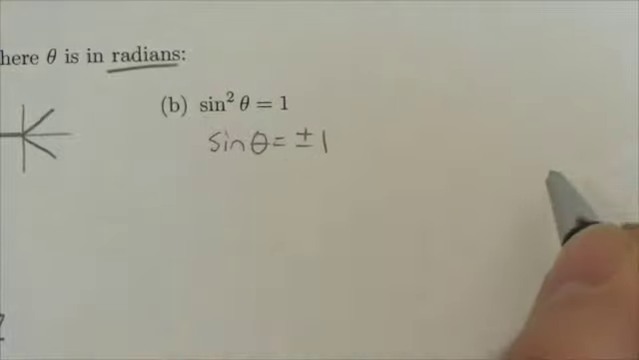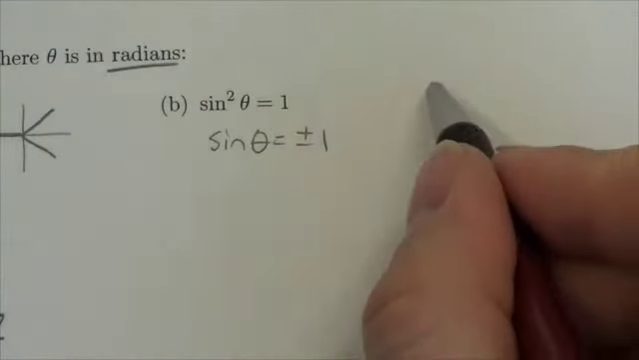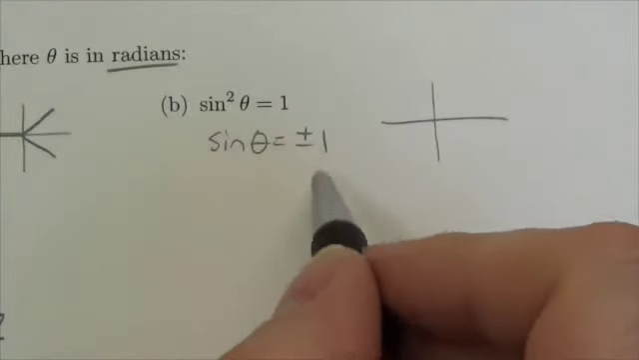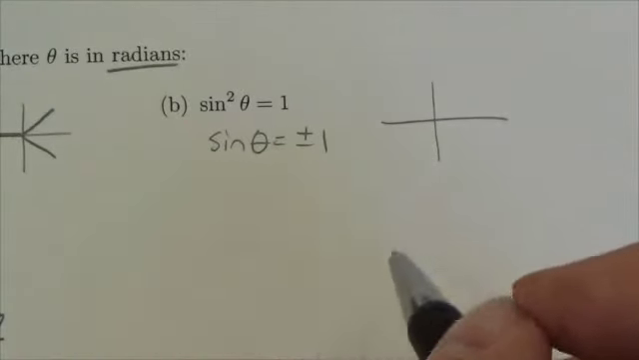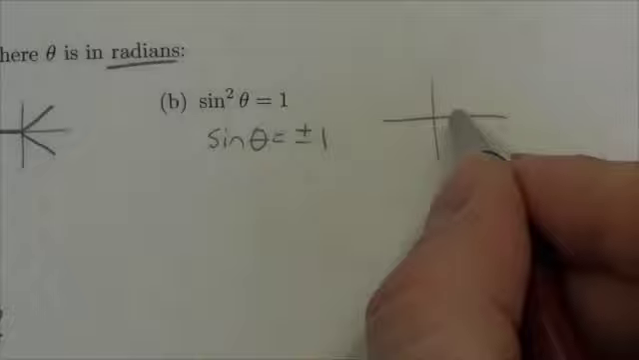Now, to solve this right here, all I really need to do is take the square root of both sides, and I get that sine is plus or minus 1. Now, these are extreme values for sine. Sine fluctuates between -1 and 1, and these are the very extreme values here. Now I just got to think about this.